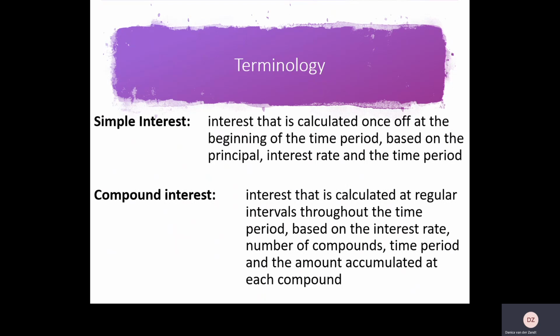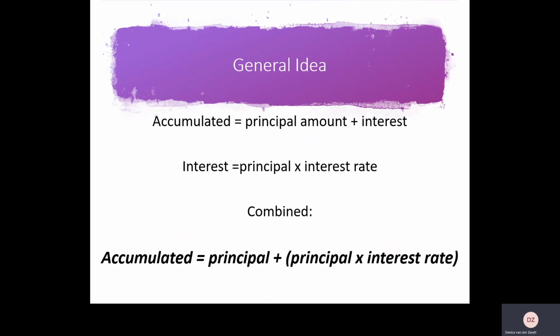Okay, simple interest is calculated once off at the beginning of the time period based on the principal, the interest rate, and the time period. Compound interest is calculated at regular intervals throughout the time period, based on the interest rate, the number of compounds, the time period, and the amount accumulated at each compound. So we are going to start off with a general idea of what we are trying to do. We are trying to find the accumulated amount each time.